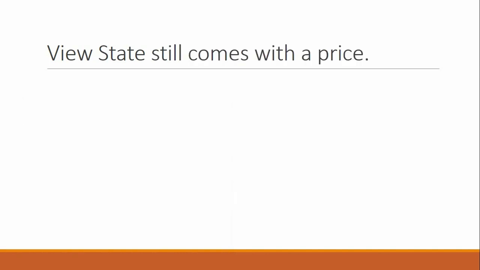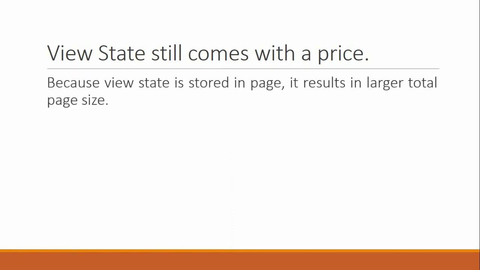View state will have a small price to be paid. Why? The reason is, if I have one or two controls on the page, that much storing information is fine. But what if I have a full resume building software? I'm making a full web application with resume building, which means you have to type a lot of data inside it. When you type a lot of data, view state will become bigger. When view state becomes bigger, your page size will become bigger. That's what I'm trying to explain in this slide. Because view state is stored in the page, it will result in a larger page size.